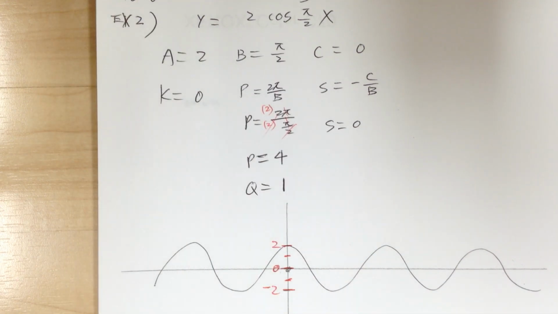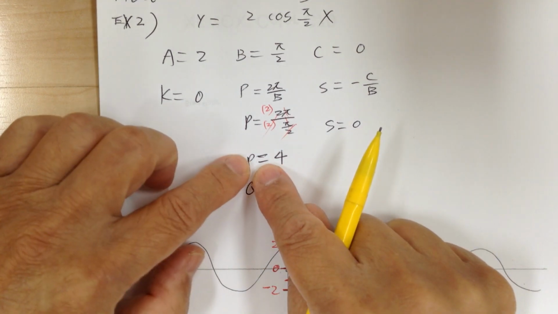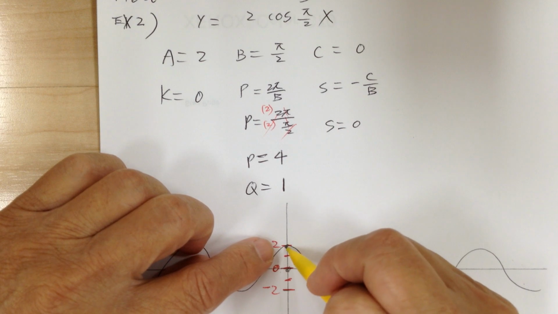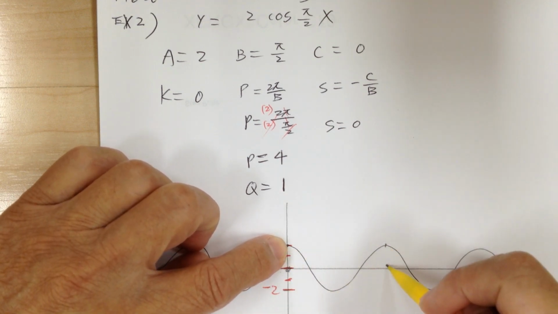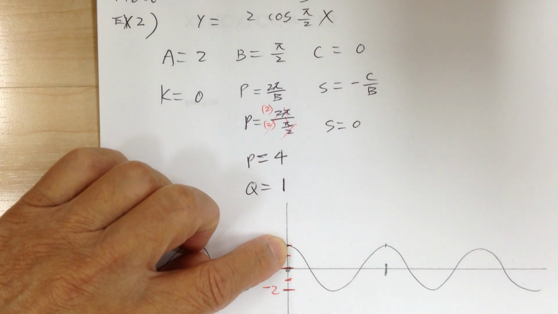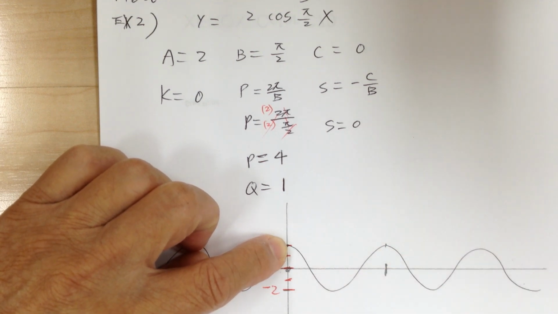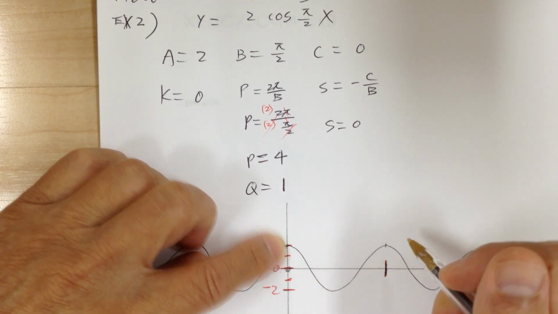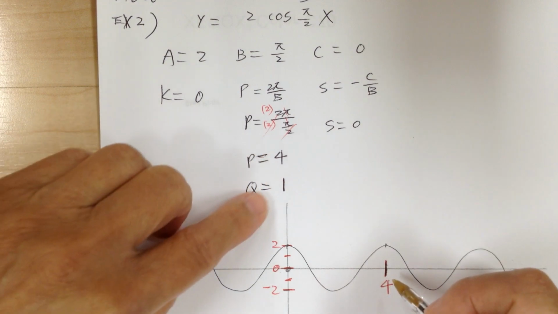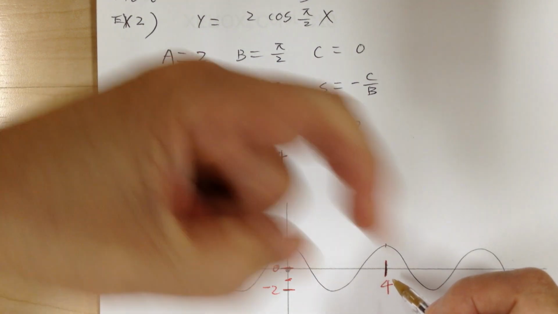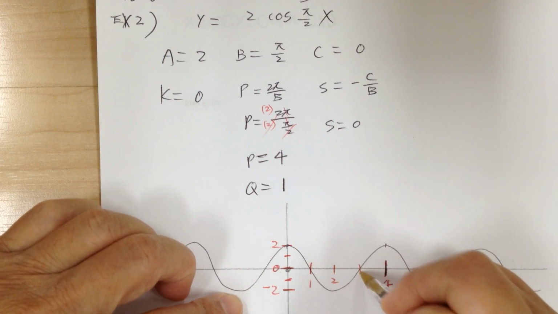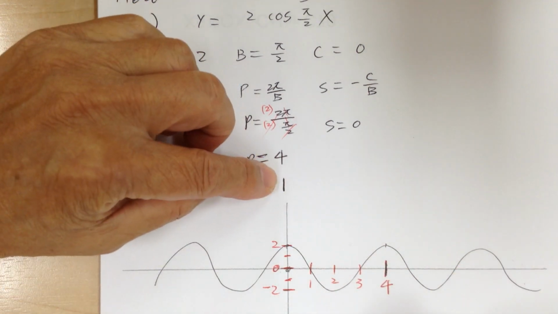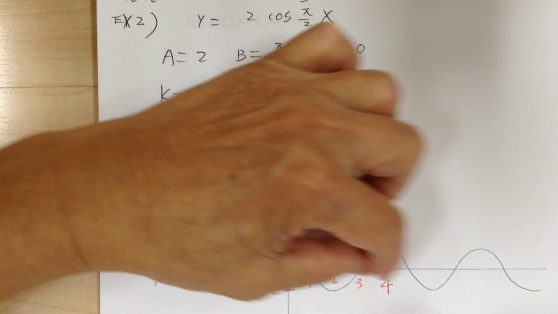Now we can do the x. Period equal to 4. The period means from the highest point to highest point, there would be 1 period. So that is equal to 4. And quarter wave means every division is equal to 1. That means over here is 1, and that is 2, and that's 3. Again, Q is 1, which means every division is 1.